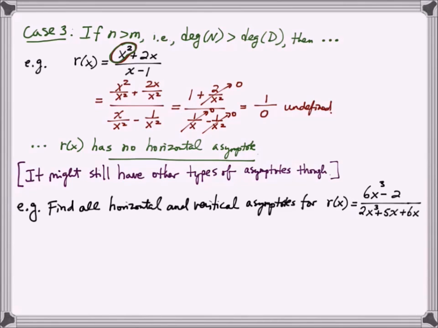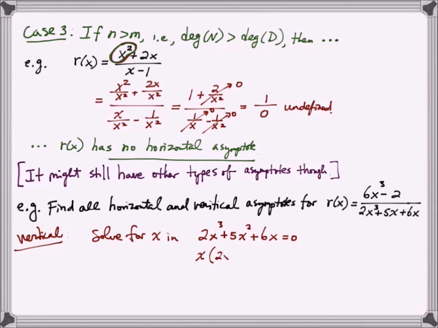We want to find all horizontal and vertical asymptotes for this function r of x, which has degree 3 on top and also degree 3 on the bottom. To find the vertical asymptote, we solve for x by setting the denominator equal to 0, because a vertical asymptote appears wherever your function is undefined. We typically do this by factoring, and notice that there's a common term of x appearing in all three terms. If I take that out, I get 2x squared plus 5x plus 6 left over inside.